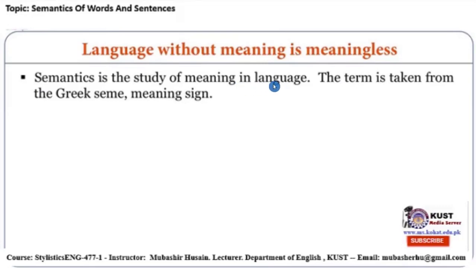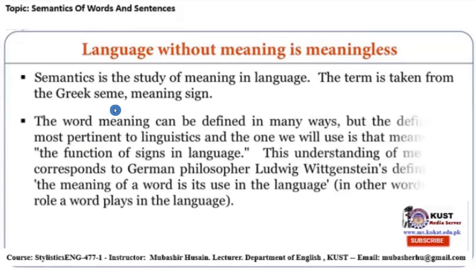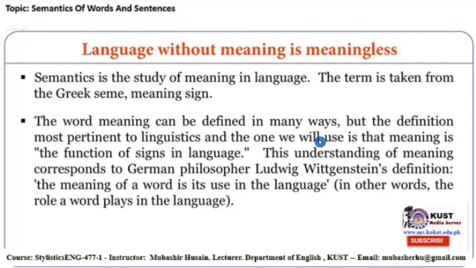The term is taken from the Greek word semi, meaning signs. The word meaning can be defined in many ways, but the definition most pertinent to linguistics is the one we use, that meaning is the function of the sign in language. This understanding of meaning corresponds to the German philosopher Wittgenstein's definition, who says the meaning of a word is its use in the language. In other words, the role a word plays in the language.